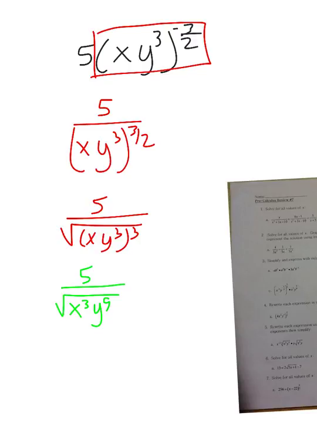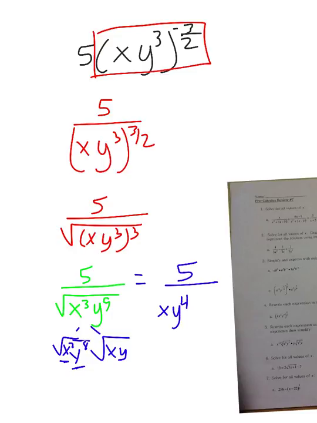All right, so now I need to simplify this. So what perfect square goes into x to the third? That's x squared times x. And then y to the eighth times y, sorry. So this is 5 over, the square root of x squared is x, the square root of y to the eighth is y to the fourth, and then the square root of xy. Okay, so let's take a look at number 5.